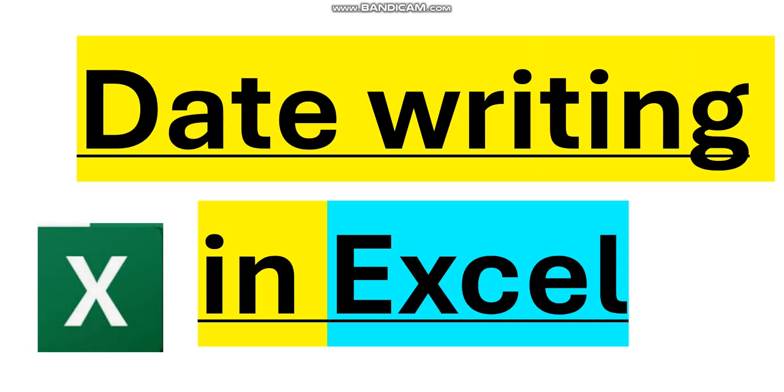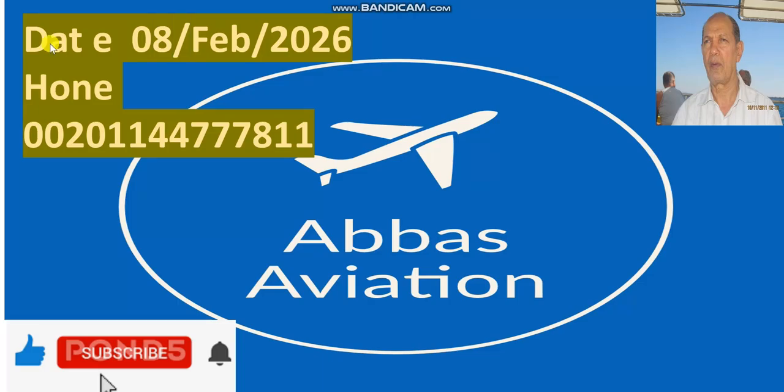This video will explain how to write the date in Excel in a clear format. Today is 8 February 2026.